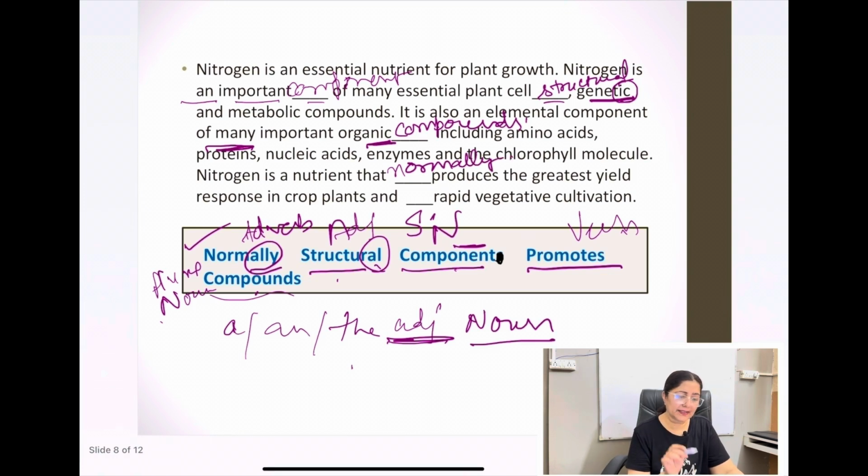In crop plants, dash rapid vegetative cultivation, and gives, leads to, or anything like, means action would be there. So we will be using and promotes. See how easy it is. Simply remember the part of speech by some of the suffixes or their function, identify what part of speech could be here and put it. It's so simple like that.